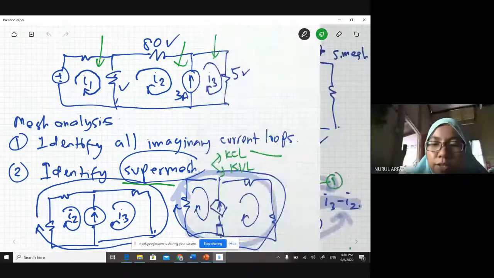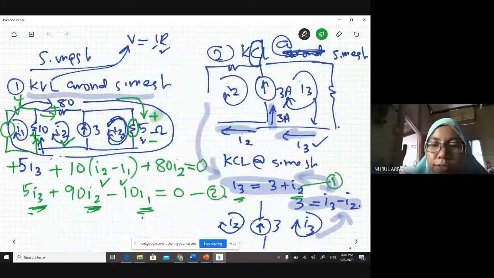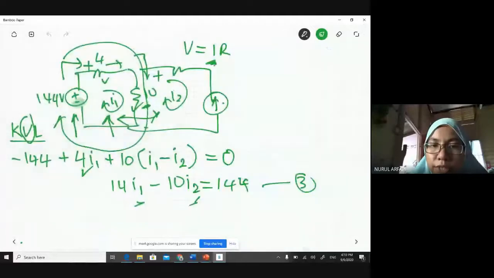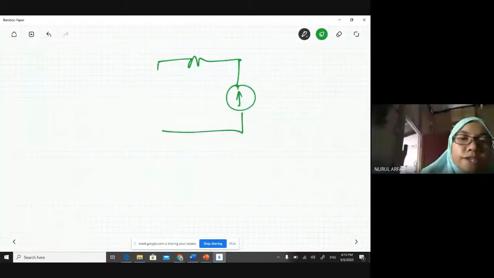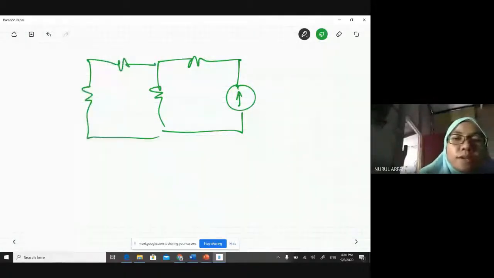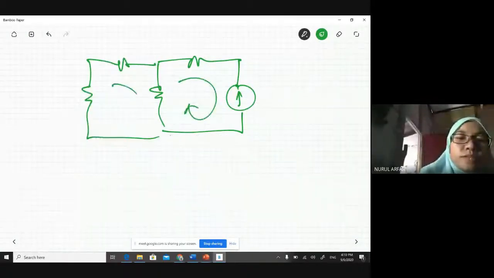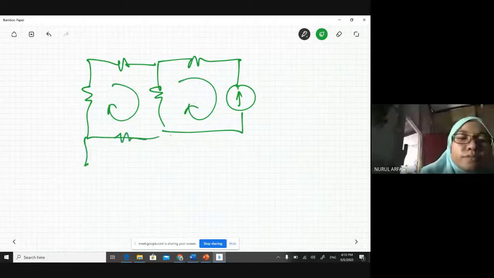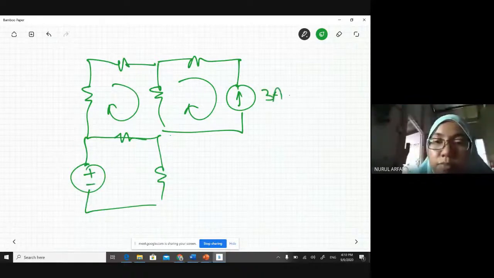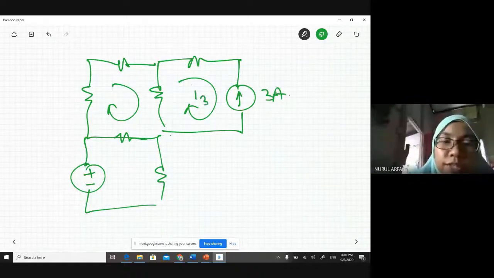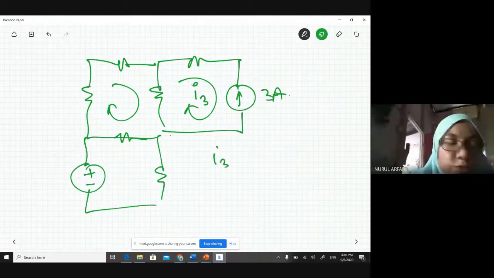But do you still remember? Because last time I tested you guys. What if we have the last loop with only a current source? We have a very complicated circuit, maybe something like this. Maybe, yeah, here. This is a voltage. This is 3 amps. What do you think? Current at I3. What is the equation at I3?